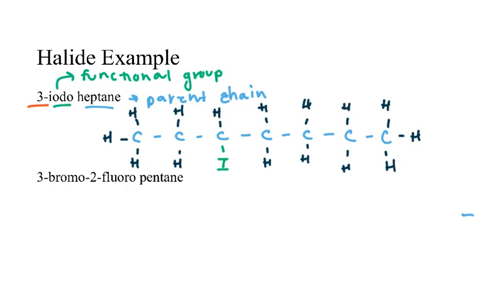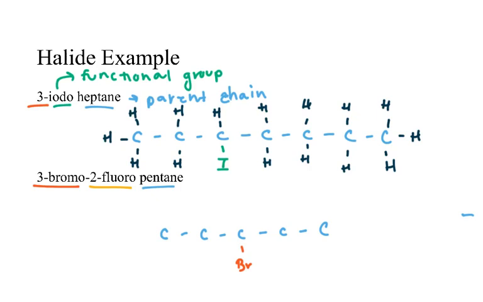So our next example we're going to look at is 3-bromo, 2-fluoropentane. Pent meaning 5, so that's going to be our parent chain. So let's draw our 5 carbons. 1, 2, 3, 4, 5. And we'll start with bromo. So we're going to put a bromine on the 3rd carbon. Again, I'm going to start counting from the left. So I'm going to put my bromine right here.